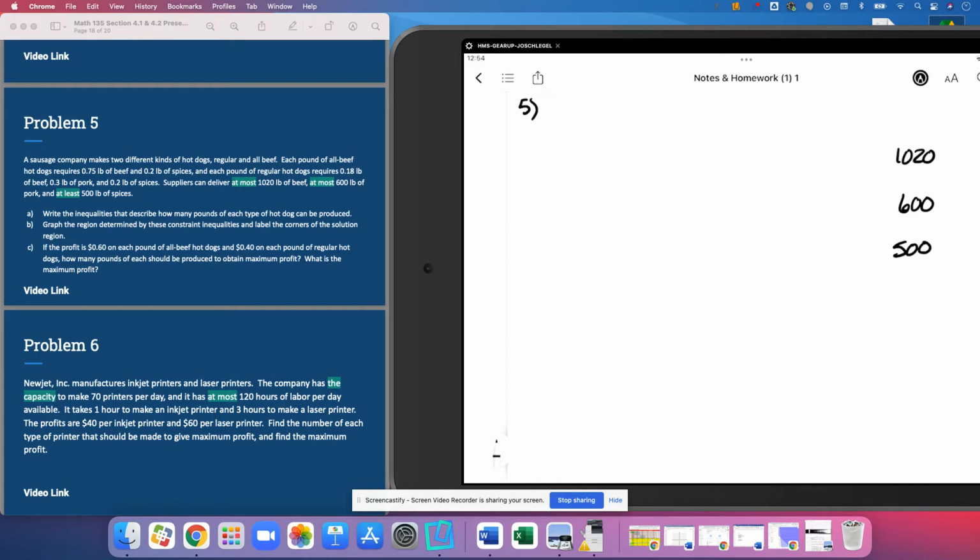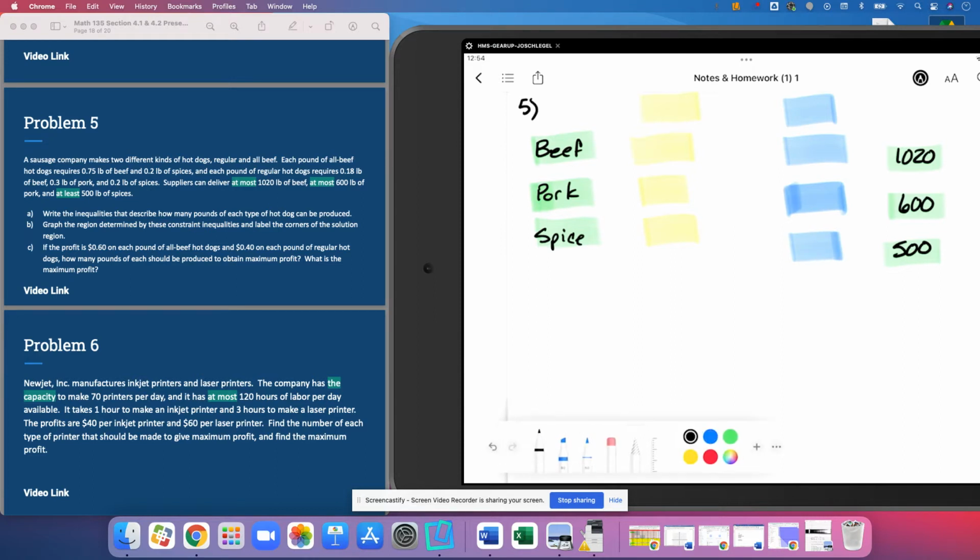So we had, again, beef, pork, and spice. So again, that is going to be my step 1, everyone. I'm going to identify the totals, and I'm going to label them. Next, we're going to have some things that get put in this column to go with beef, pork, and spice. And we're going to have some things in this column that also go with beef, pork, and spice. So let's take a look.